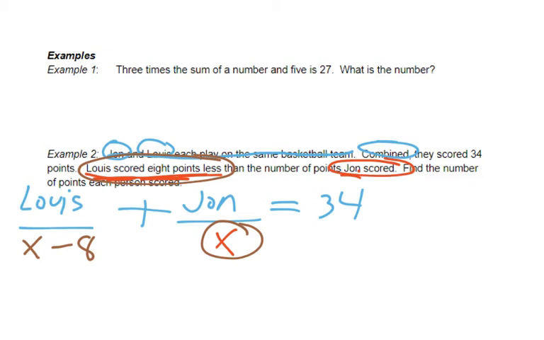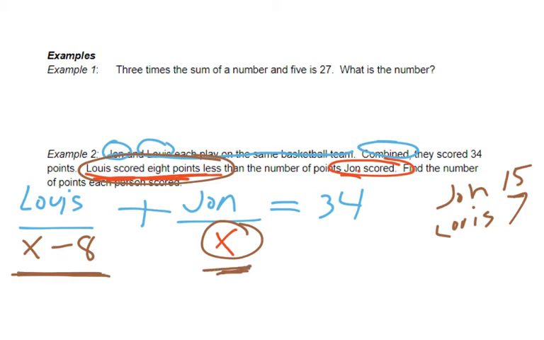Now some people really have a hard time conceptualizing that. But let me explain it like this. If John had, and I'm just putting a random number out there, if John had 15 points, well, Lewis scored 8 points less than that. So 15 minus 8 would be 7, right? So that's why this algebra works over here. Because again, if John scored 15, we plug 15 right here, and you get 7.